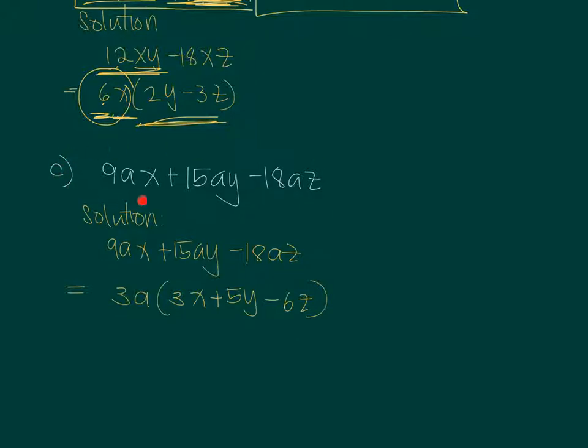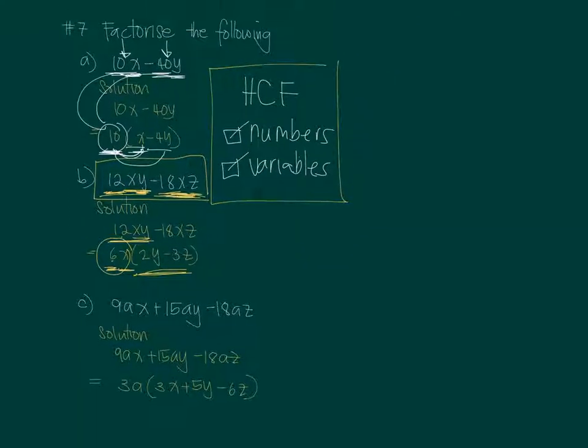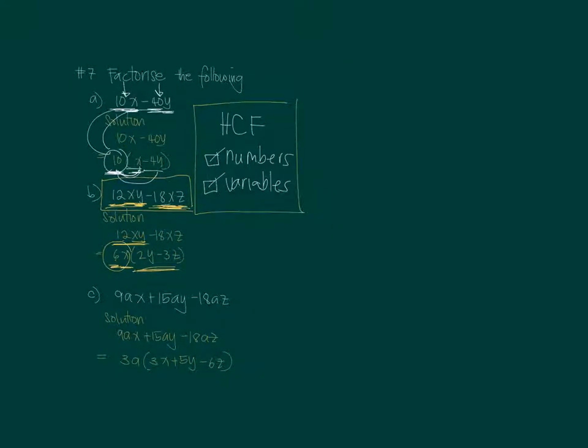So the factored form of 9ax plus 15ay minus 18az is 3a times 3x plus 5y minus 6z. So note, always place parentheses for the remaining terms after you factored out the highest common factor. Okay, so these are just the examples for type 1. Of course, there will be more complicated expressions to factor for type 2 and even more complex for type 3. But again, the main idea is to identify the highest common factor, that is for the numbers and also for the variables. Okay, so that's it.